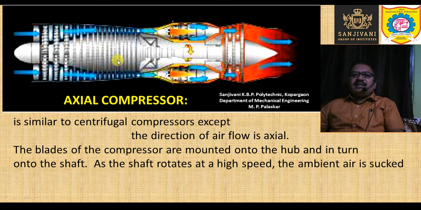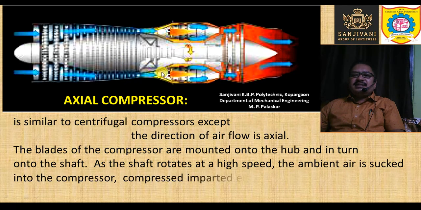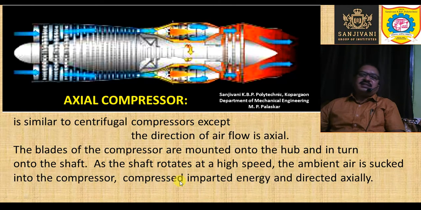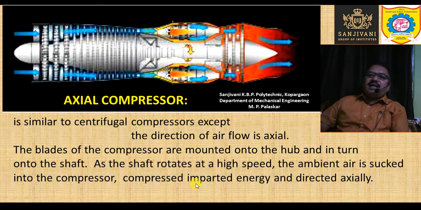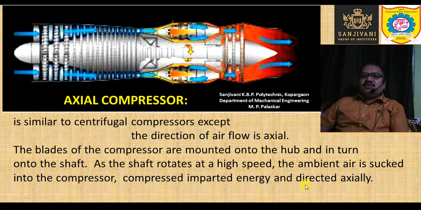As the shaft rotates at high speed, the ambient air is sucked into the compressor and this ambient air is compressed. Then this ambient air is imparted with the energy, that is the kinetic energy, and this air is directed in the axial direction. So as the rotor rotates at high speed, the ambient air is sucked inside the compressor, then it is compressed, then it is imparted with the energy and it is directed in the axial direction.